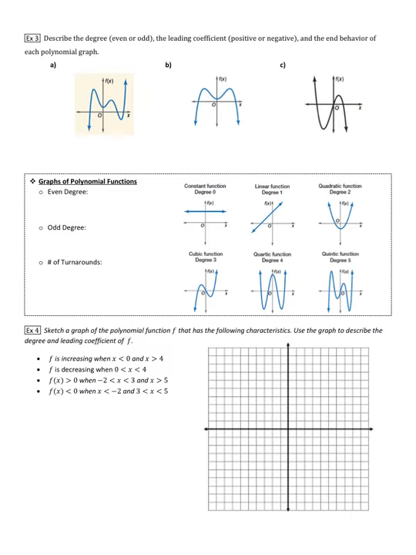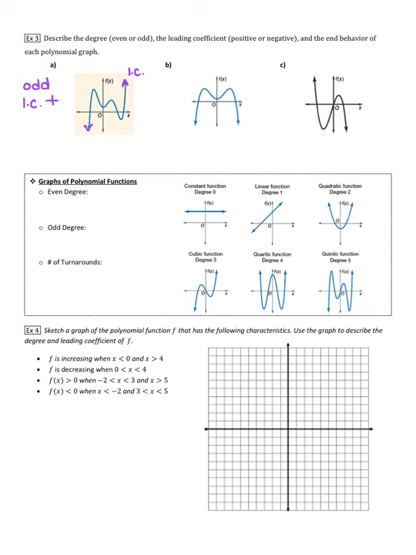Okay, so let's see how good you are with this. So we have 3 examples of different graphs. Describe the degree, even or odd, the leading coefficient, whether it's positive or negative, and the end behavior. And we're also going to tackle what a potential degree might be for each of these. But let's start off with the even, odd, positive, negative. So notice my end behavior is in the opposite direction. So that tells me this is going to be an odd function. My final end behavior is going up. So that tells me my lead coefficient is going to be positive.